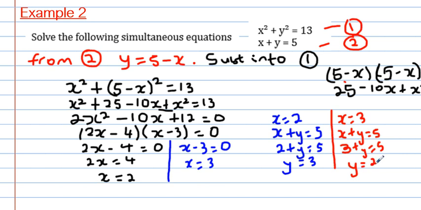Don't forget to check if you are right or wrong. So here x is 2, and y is 3. 2 plus 3 will give you 5. That's correct. And that should work for the first equation as well. x is 2, so x squared, 2 squared, is 4. And then y is 3, so 3 squared is 9. So 9 plus 4 will give you 13. So it works for both equations.